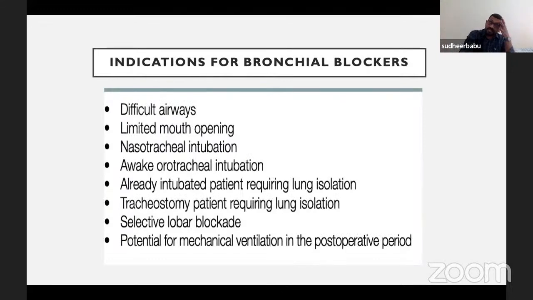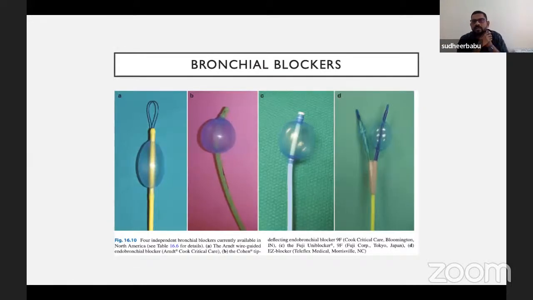So what are the various indications of bronchial blockers? Especially, it is very useful if the patient is having a difficult airway, limited opening of the mouth, and also patients who are having a tracheostomy. Ideally, the bronchial blockers are the best for lung isolation. So what are the various bronchial blockers?